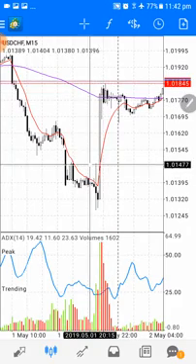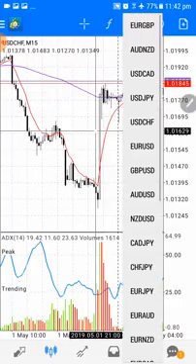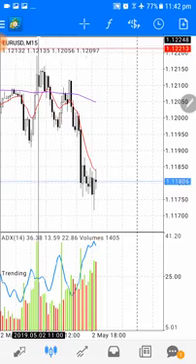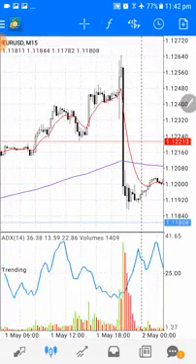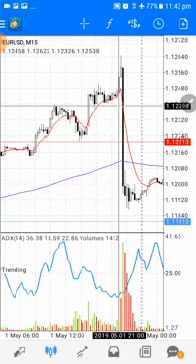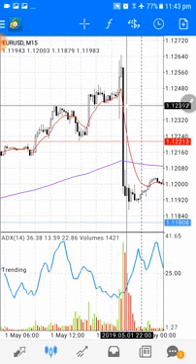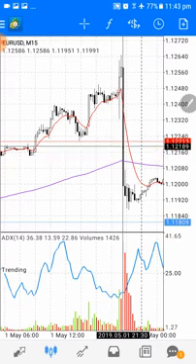If the pair is way below the 200 EMA and there's a huge gap, there's a possibility that the market might do a pullback to cover this gap. On the euro dollar, however, it's not so evident, but it's the same, I think. There's still a huge gap.